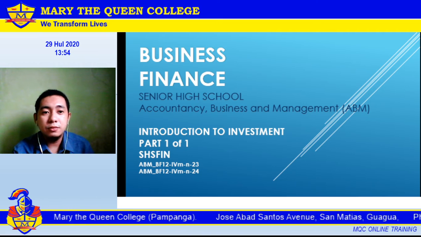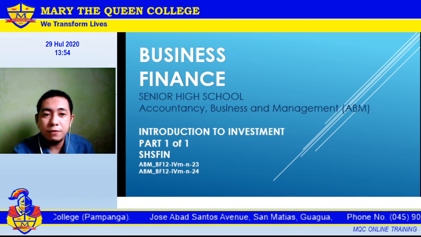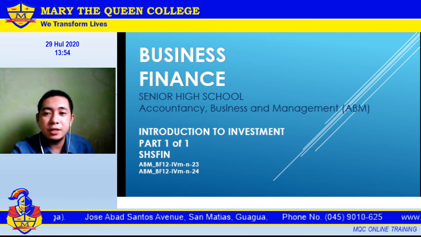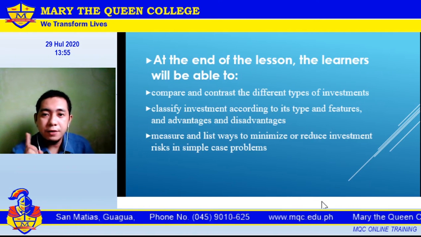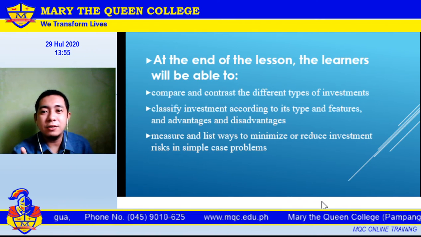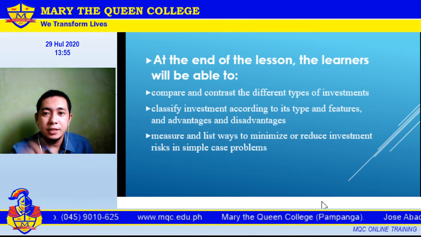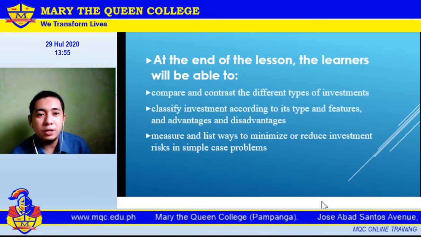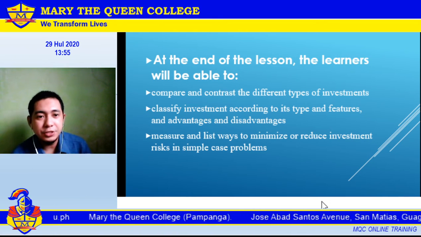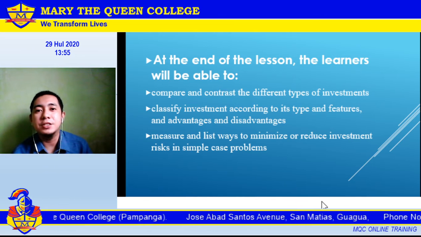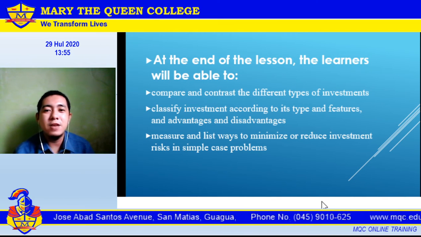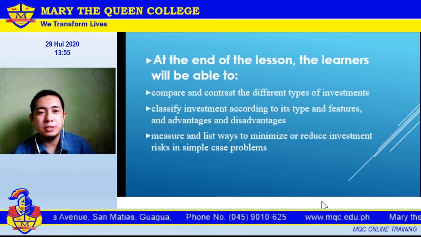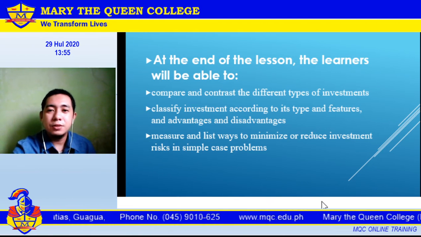Okay? So our topic for today and our objectives for this lesson are, first, to compare and contrast different types of investments. Number two, classify investments according to their types, features, advantages and disadvantages, and list ways to minimize or reduce investment risk in simple case problems. Okay? So, shall we proceed?